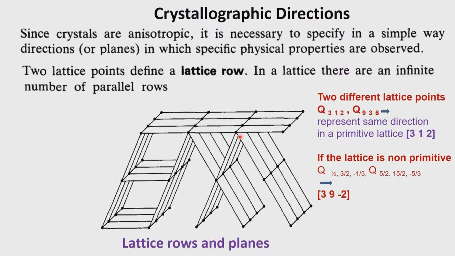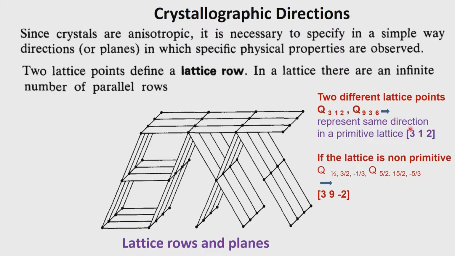Now, we would like to find out whether 312 and 936 represent the same direction. In fact, they do represent the same direction if it is a primitive lattice, and that is because 312 and 936 have a common factor between them. So, you can take the common factor, that is 3 times 3 is 9, 1 times 3 is 3, and 2 times 3 is 6. So, once again 312 and 936 represent the same direction.